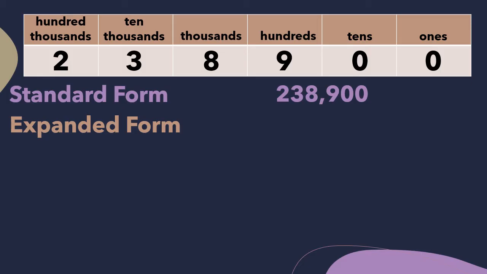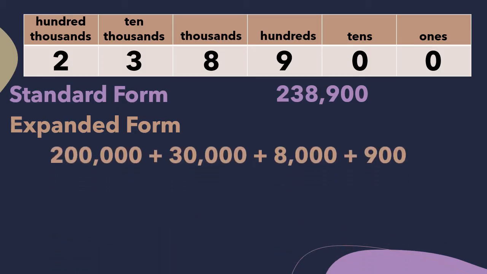And just as before, the 0 in the tens and the 0 in the ones both equal 0, their value, so I'm not going to include them in my expanded form. So my expanded form of this number would be 200,000 plus 30,000 plus 8,000 plus 900.